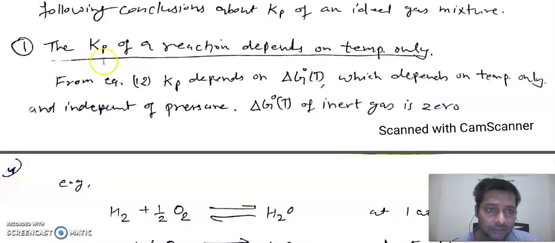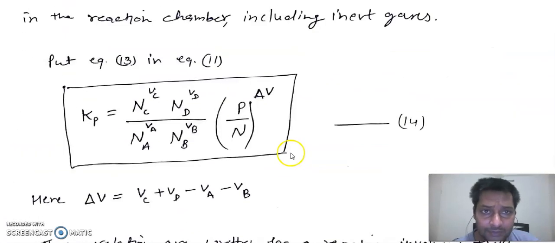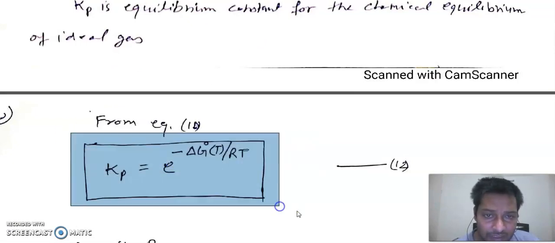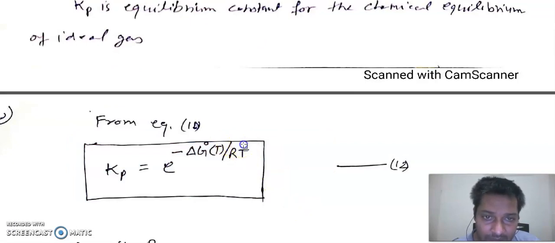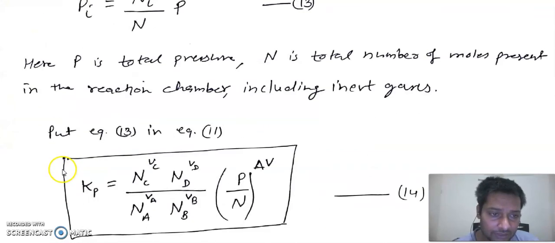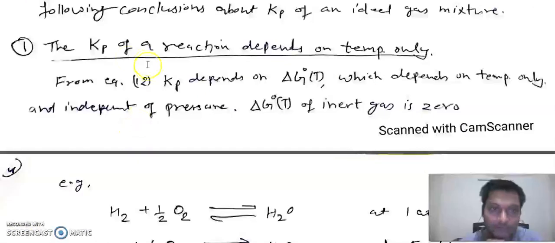The first conclusion is that Kp of a reaction depends on temperature only. If you see equation 12, this Kp, the equilibrium constant, is a function of temperature only. It's independent of pressure. There is no pressure term in the expression. So this Kp value is a function of temperature only. So this is our first conclusion.